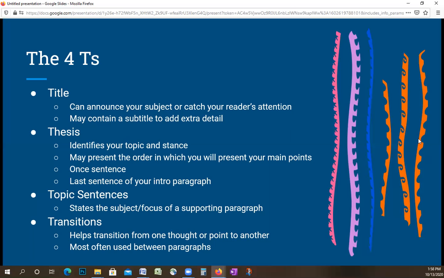So our title can announce our subject or catch our reader's attention, and it may contain a subtitle to add extra detail. Your thesis identifies your stance and your topic. You have your topic sentences that state the subject or focus of a supporting paragraph, and you have your transitions that help to move your reader from one thought or point to another. And most often they're used between paragraphs.